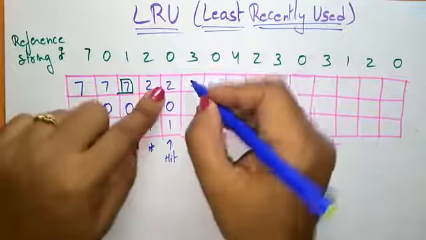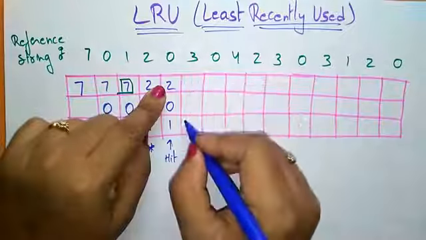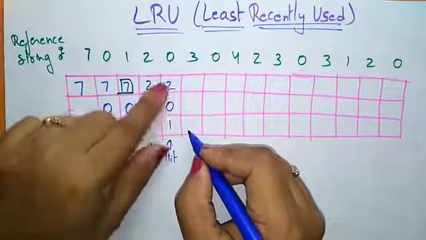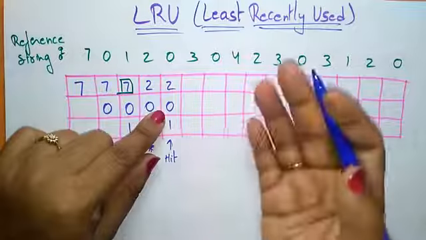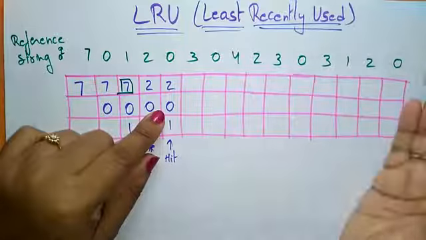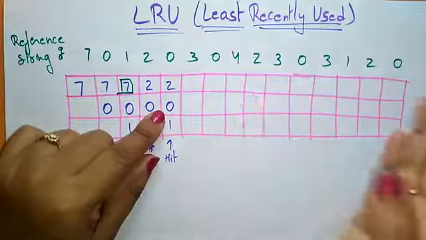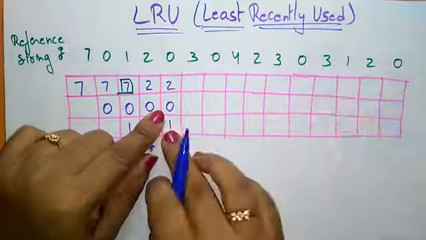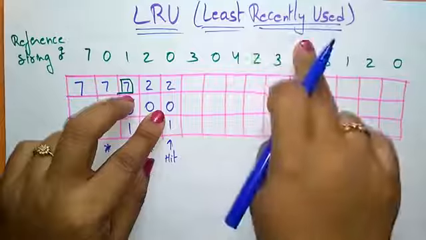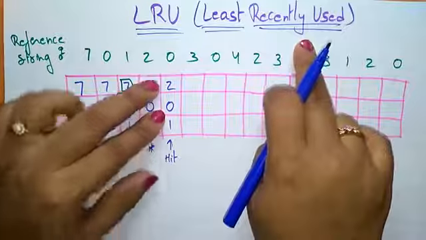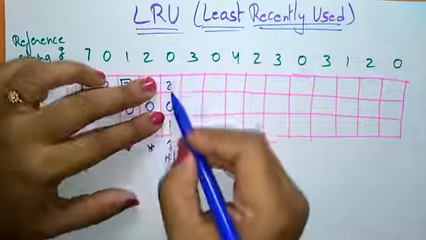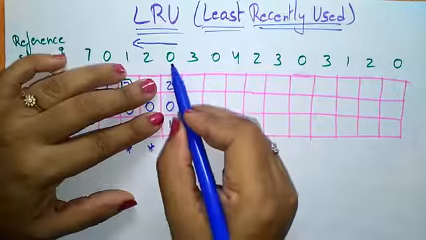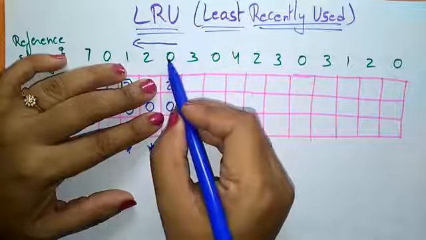Now I have to place 3. 3 is not present in the RAM, and if it is not present in the RAM, it is a page fault. So I have to bring it from the disk. I brought the reference string 3 from the disk, and then where do I place it? Follow the least recently used page replacement algorithm. What is the least recently used among 0, 2, 1? You have to check here. Which is the least recently used? 0 is the most recently used.